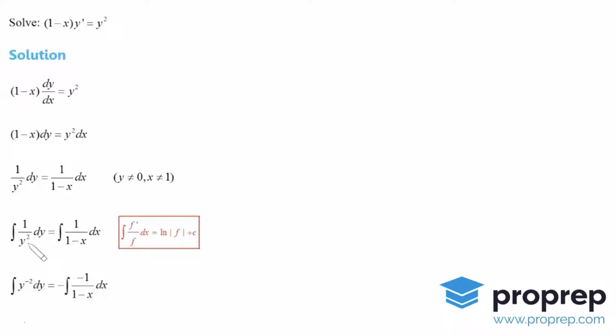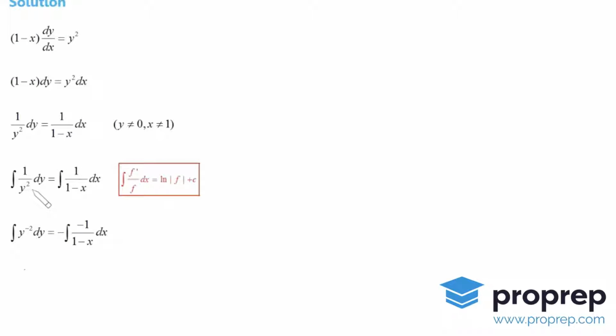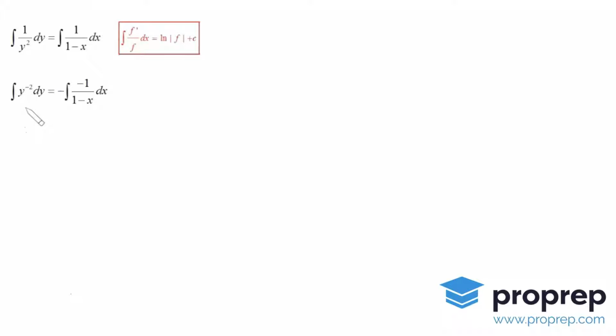At the same time, I also put y to the power of minus 2 instead of the denominator. And now we can do the integration, so this becomes y to the minus 1 over minus 1. And this becomes this minus, and using this formula, natural log of 1 minus x, and the constant of integration.